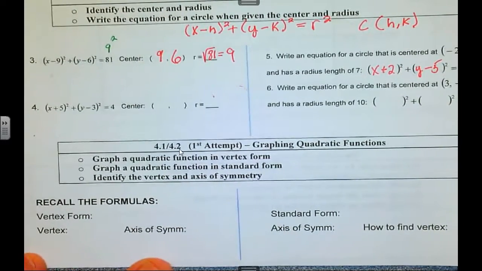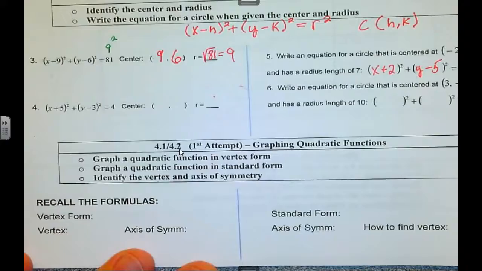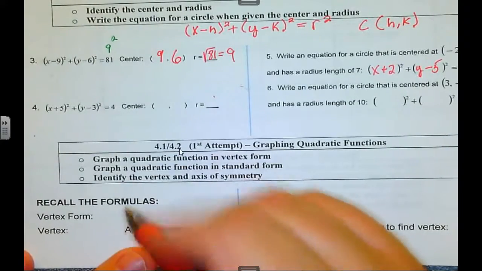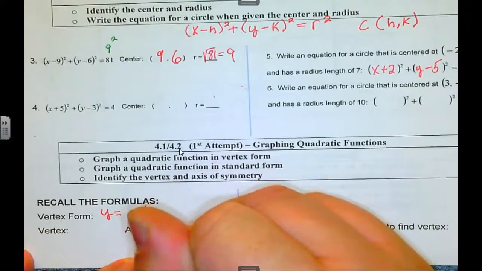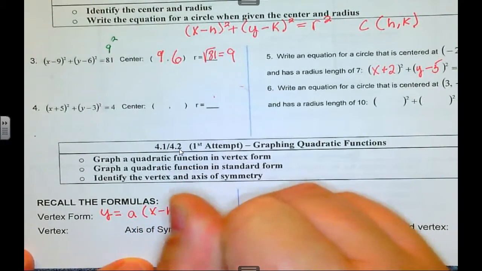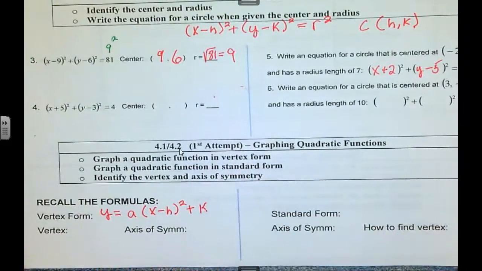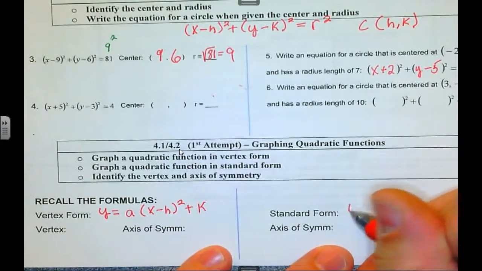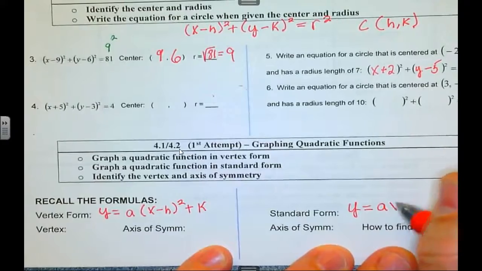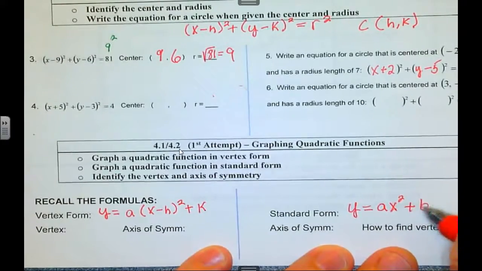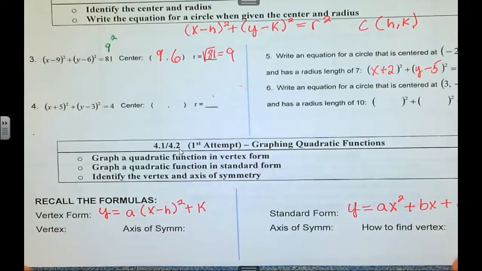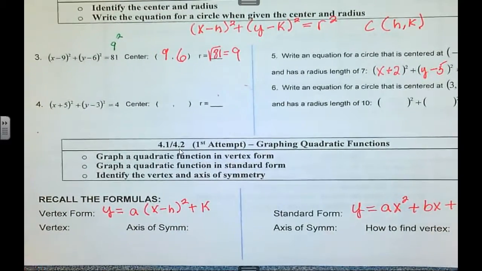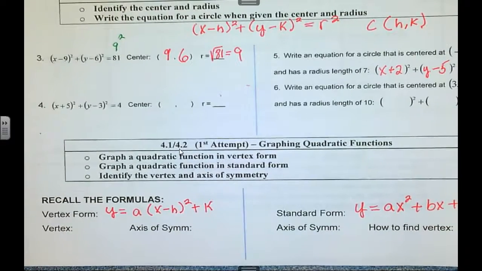All right, vertex form. I even put them on the board. Y equals a times x minus h squared plus k. I know a lot of you have worked with standard form, but I'll tell you what, vertex form is so much easier. Okay, the vertex form is really easy. Sure, it's no big deal.